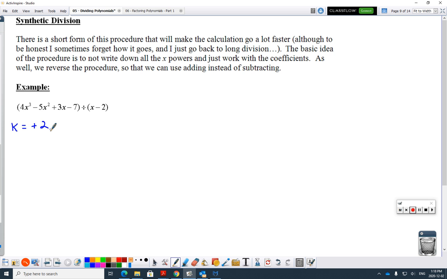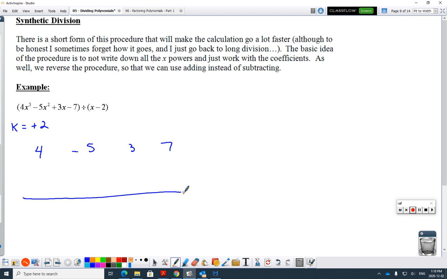Now I've got this thing I'm dividing by, and instead of writing 4x cubed minus 5x squared plus 3x minus 7, I'm just going to write down the coefficients instead of keeping track of all that stuff. 4, negative 5, 3, and negative 7. Those are the four coefficients in this whole thing. Now I don't have to do all that extra writing. Now, this is the part where your brain explodes until I do the long division over here beside it.